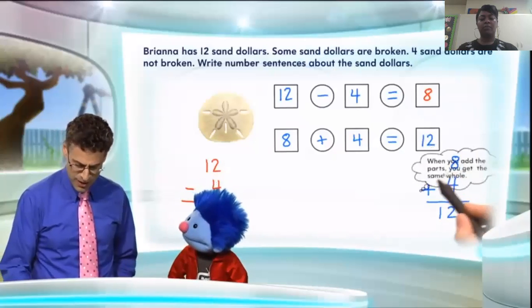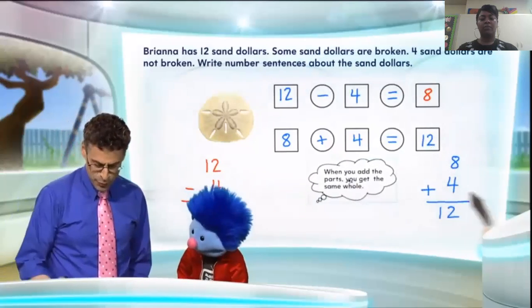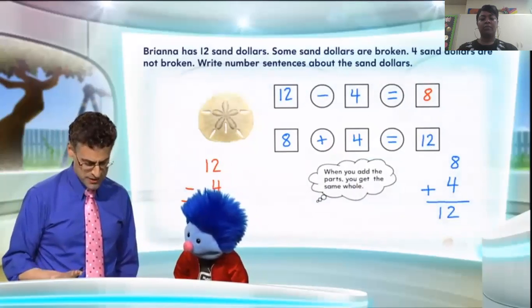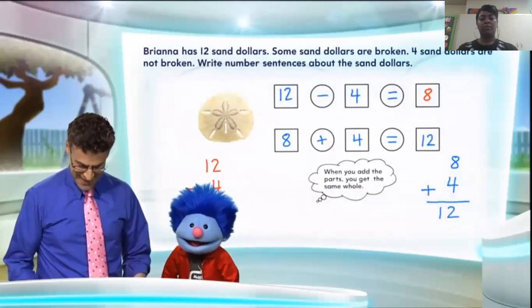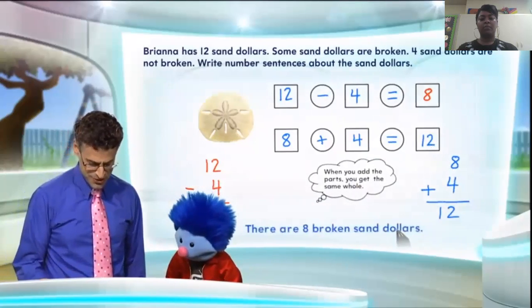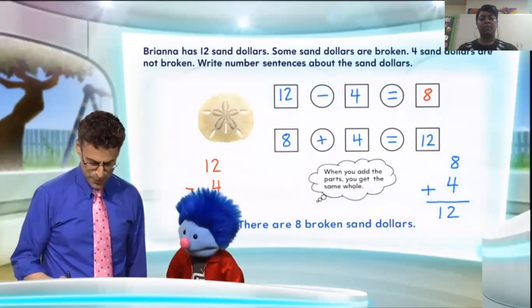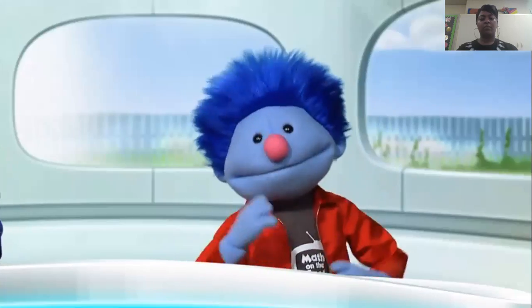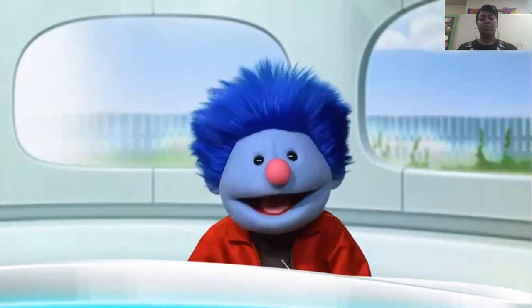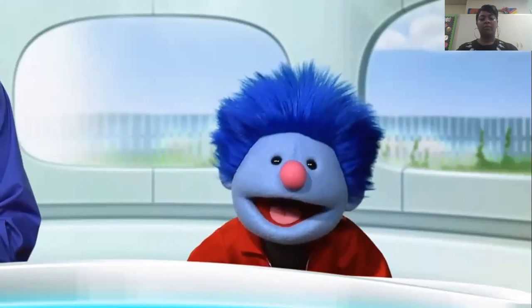And then here's the thought I want us to have. The thought is, when you add the parts, you get the same whole. And so the answer to our question is, there are 8 broken sand dollars, and we have done it. Oh, that's so cool. And here it comes, Professor Burger.